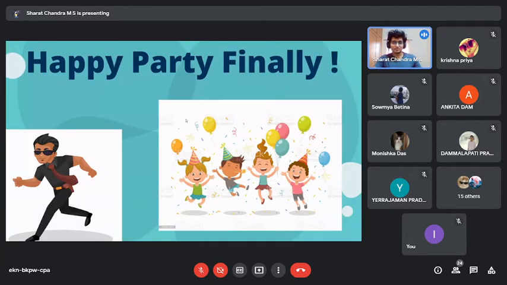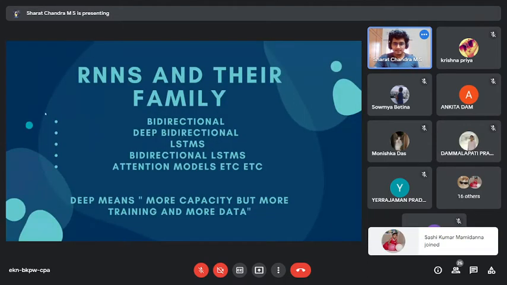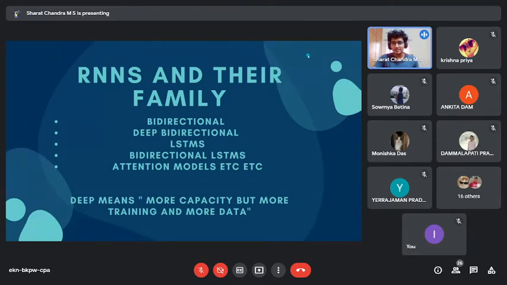And what's the result of this? A happy party finally. The bodyguards are clever enough to allow all the guests and block all the unwanted guests. And the kid is happy, all the other kids are also happy, so that's a success. This is RNNs and their family.